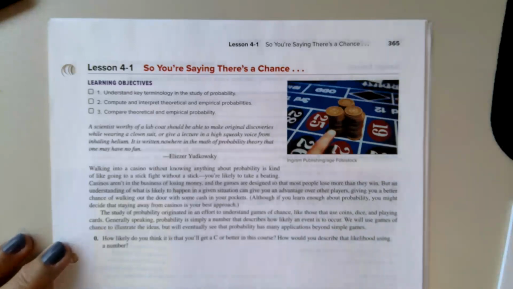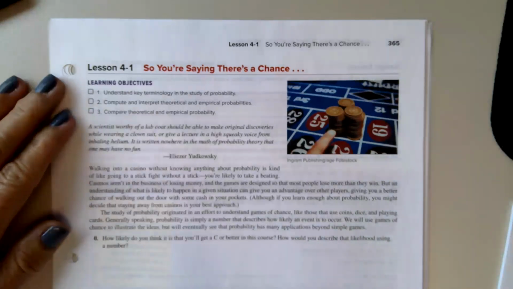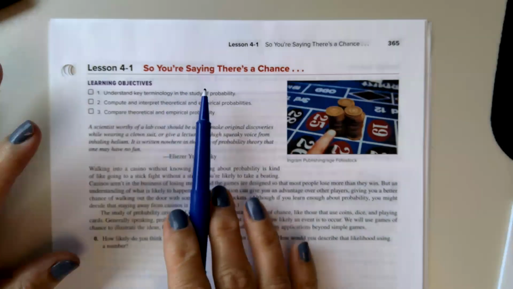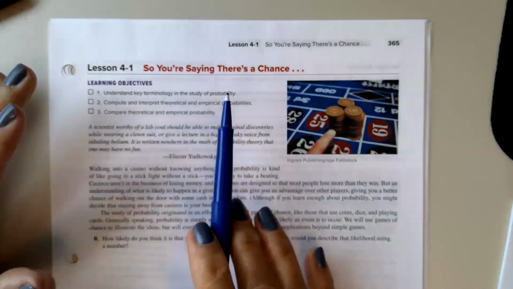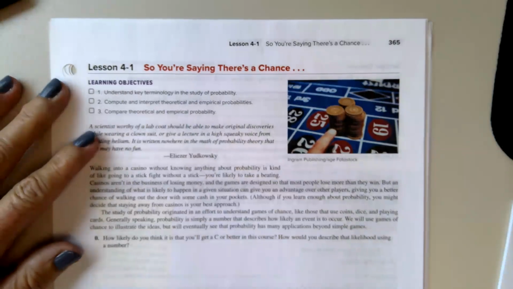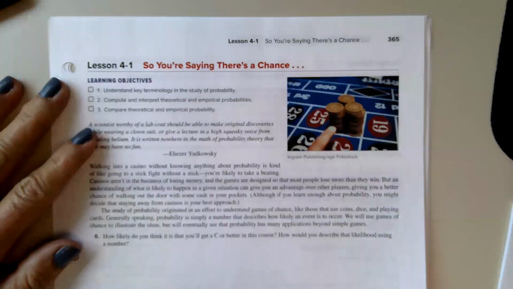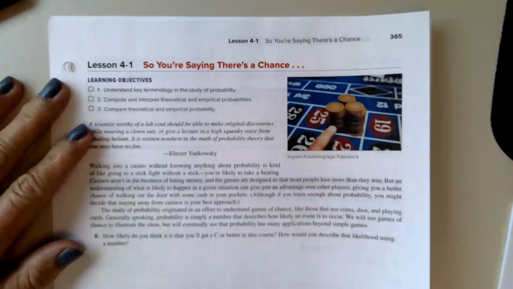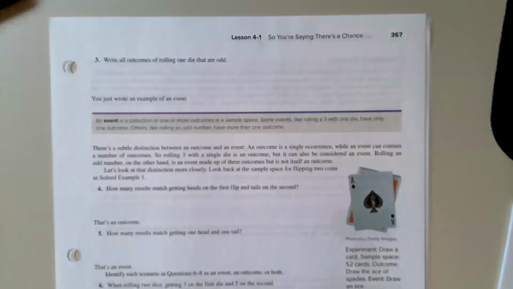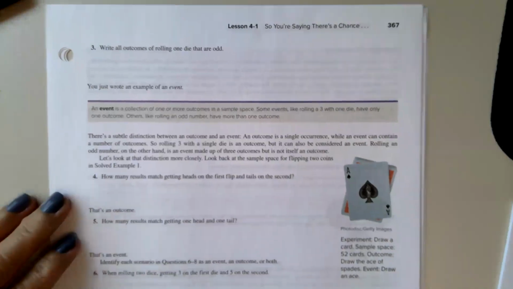This lesson is starting our unit on statistics. And this lesson in particular is about, so you're saying there's a chance. So we're really just working on some good understanding of some of our definitions. The first Did You Get It that we're going to look at is on page 367 at the bottom.